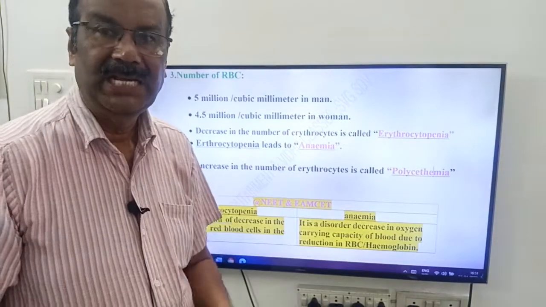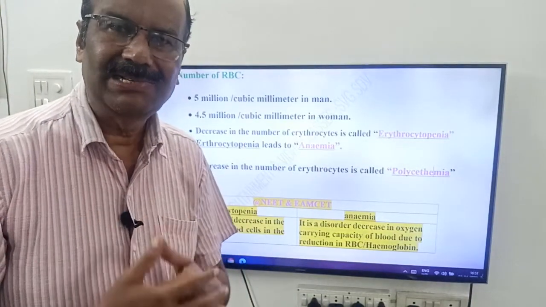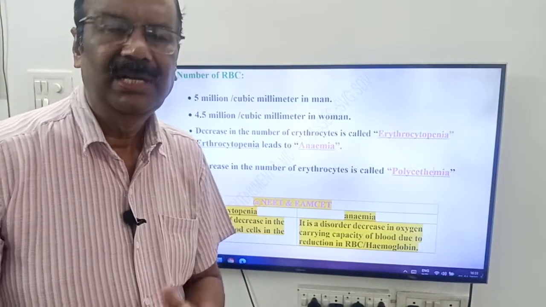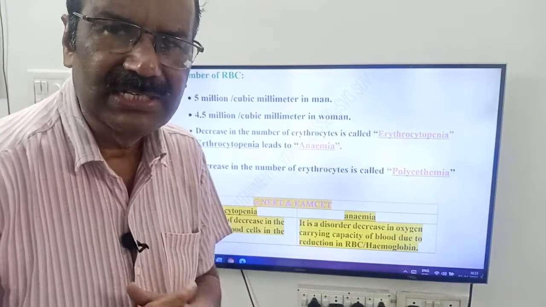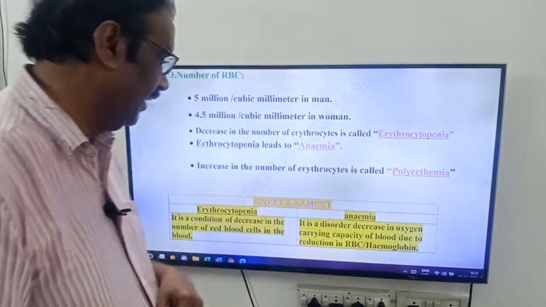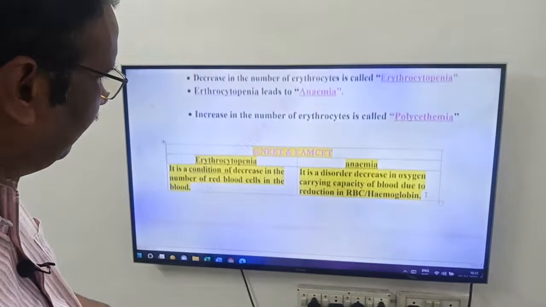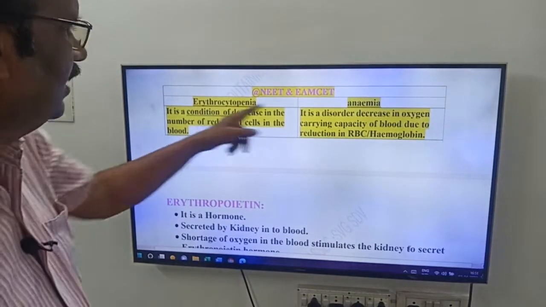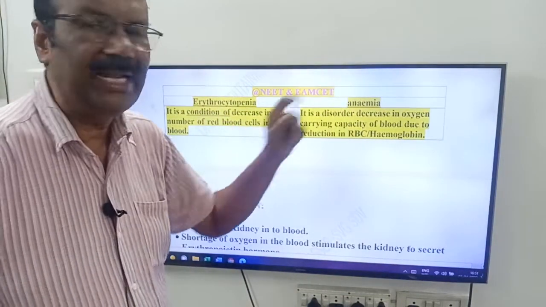Polycythemia. If the number decreases, it is called erythrocytopenia. If the number of RBC increases, it is called what, friends? Polycythemia. See friends, here I have given a neat question. What is the difference between erythrocytopenia and anemia?